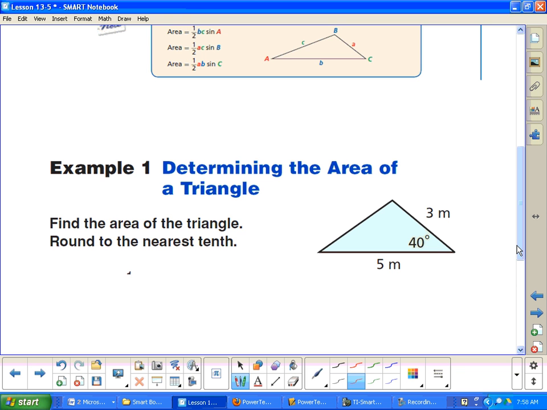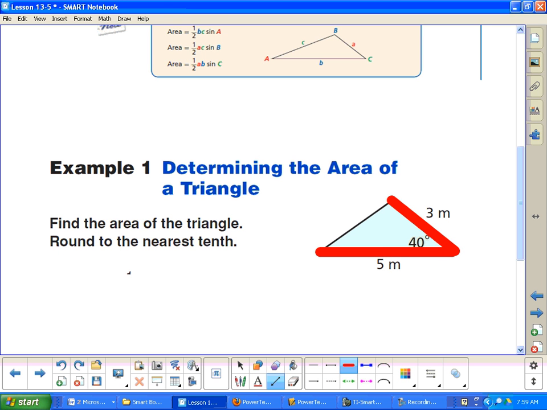So here we have a triangle that has one side 5 meters, another side 3 meters, and the included angle is 40 degrees. And they want us to find the area of the triangle and round it to the nearest tenth. So like I said, the thing we're looking for is side, side, and then the angle between them, that those two sides form. Or you can think of it this way, I know this side here, and what angle do they make? They make the 40-degree angle. So I know those 3 things, and that's what I want to use to find this.